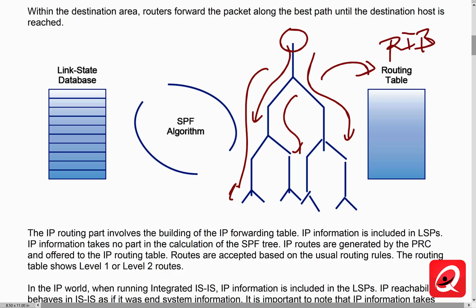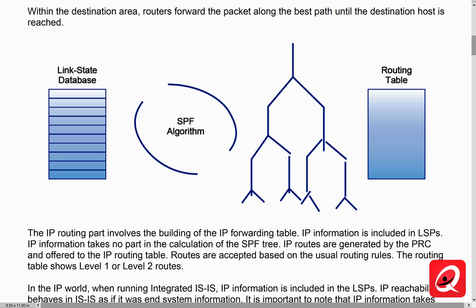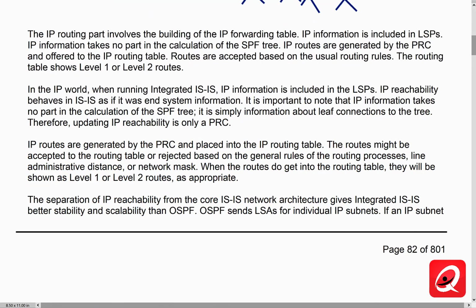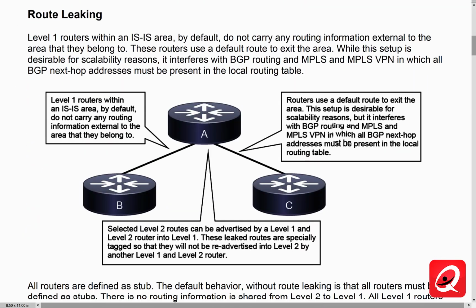So the SPF tree is actually unaffected, and the calculation of that shortest path first tree is not going to be affected as much as it would be in, say, OSPF. So that's a significant difference between ISIS and OSPF. All right.